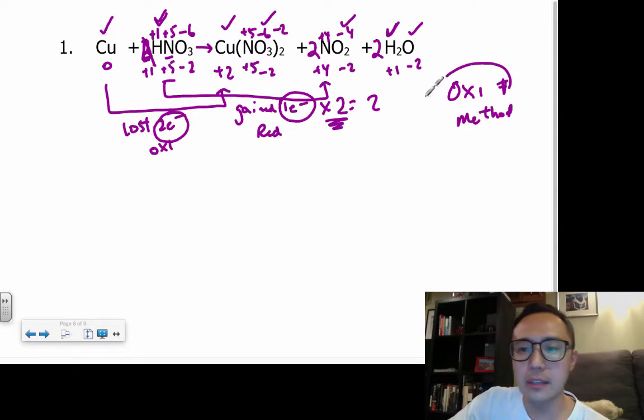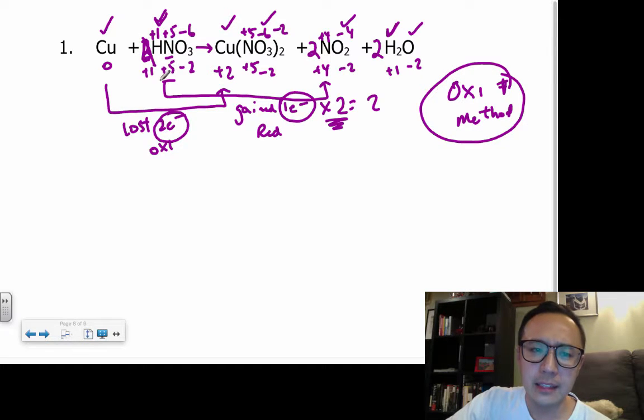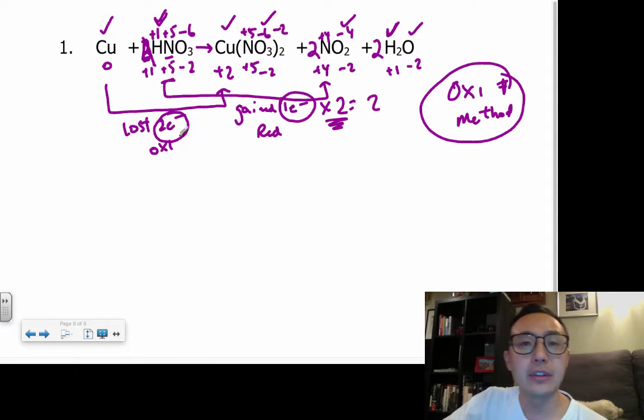So this is the oxidation number method. Assign your oxidation numbers, and then you have to use the lowest common multiple, and then change your coefficients to that.